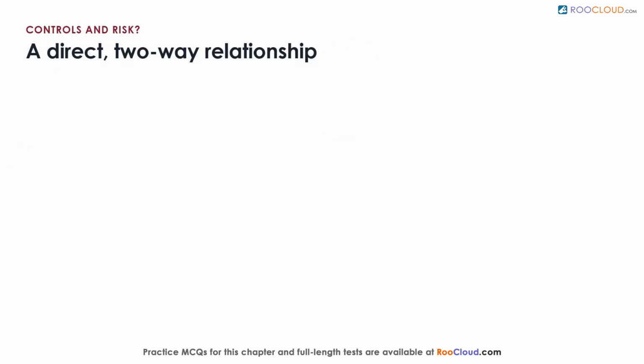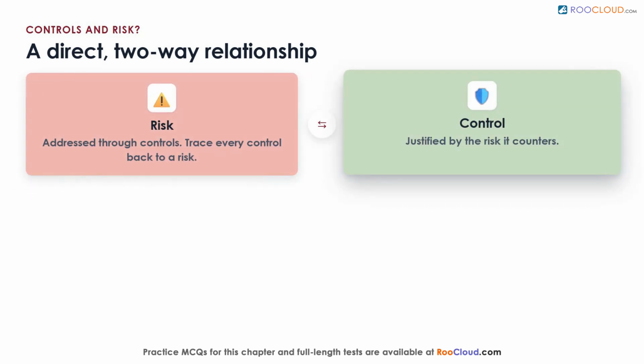How do controls connect back to risk? The relationship is direct and two-way. Risk is addressed through controls, and every control earns its place by the risk it counters. So when you evaluate a control, trace it back to a risk. Management must document and implement controls per its risk assessment.